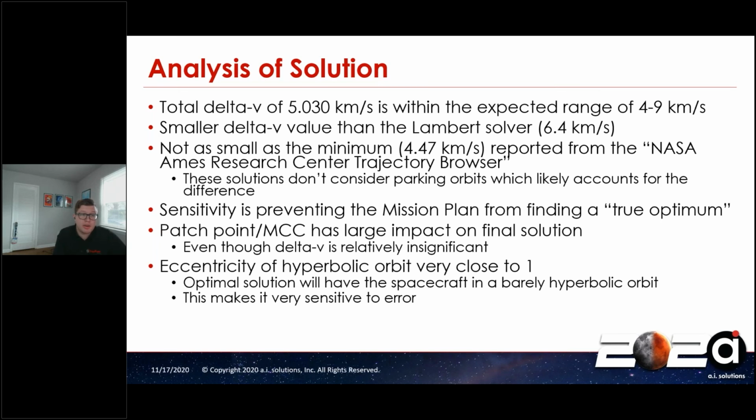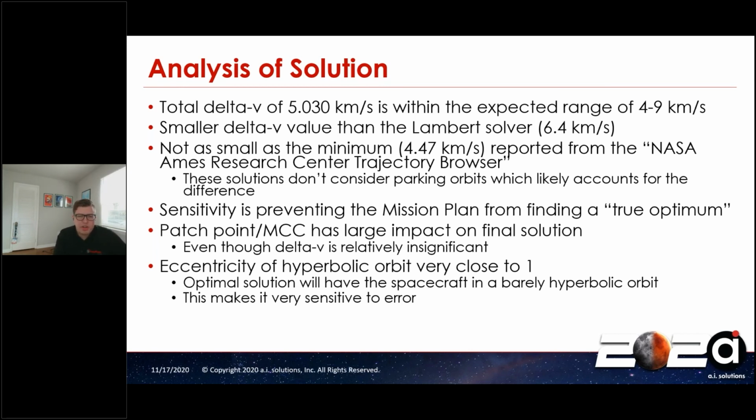So overall, how did we do? Our total delta V used is within the expected range of 4 to 9 kilometers per second. It's smaller than the Lambert solver. However, it's not as small as the minimum that we found using that massive trajectory browser. But those solutions don't consider parking orbits, which likely accounts for the difference. There are also some different assumptions that trajectory browser makes that weren't implemented here, which could add up the difference a little bit as well. But still, 5 kilometers per second is pretty close to a minimum that we would expect.